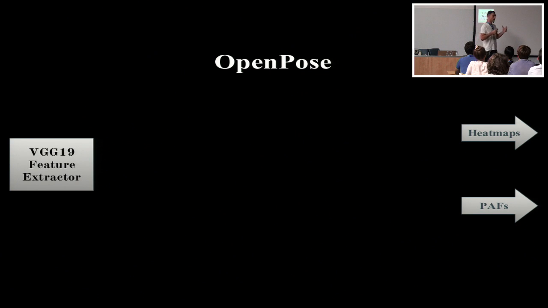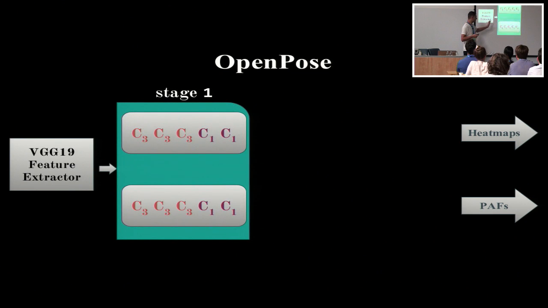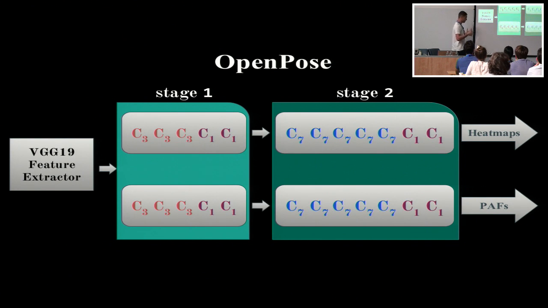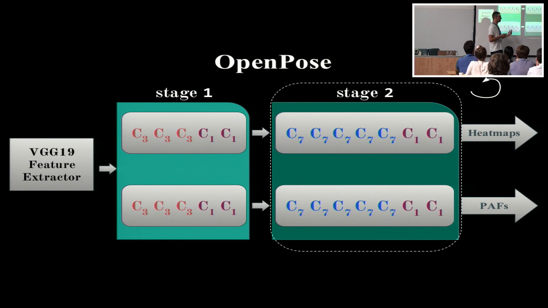So how is the OpenPose architecture structured? At first, we have a feature structure based on the VGG19, the first 10 layers of the VGG19. Then these features go into a stage which has two levels. The first level is going to output heat maps, and the second level is going to output the part affinity fields. And we can make it even more complex by repeating the second stage, so having a third stage, or a fourth stage, or a T stage. We can repeat it a lot of times.